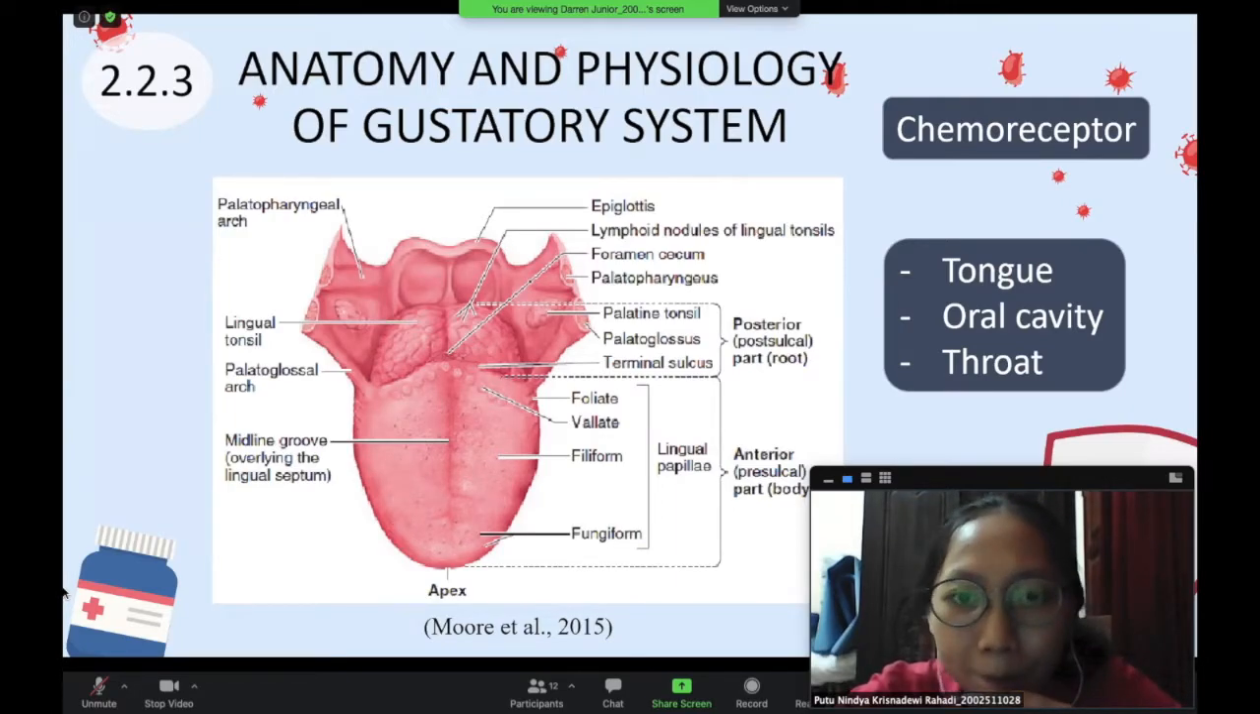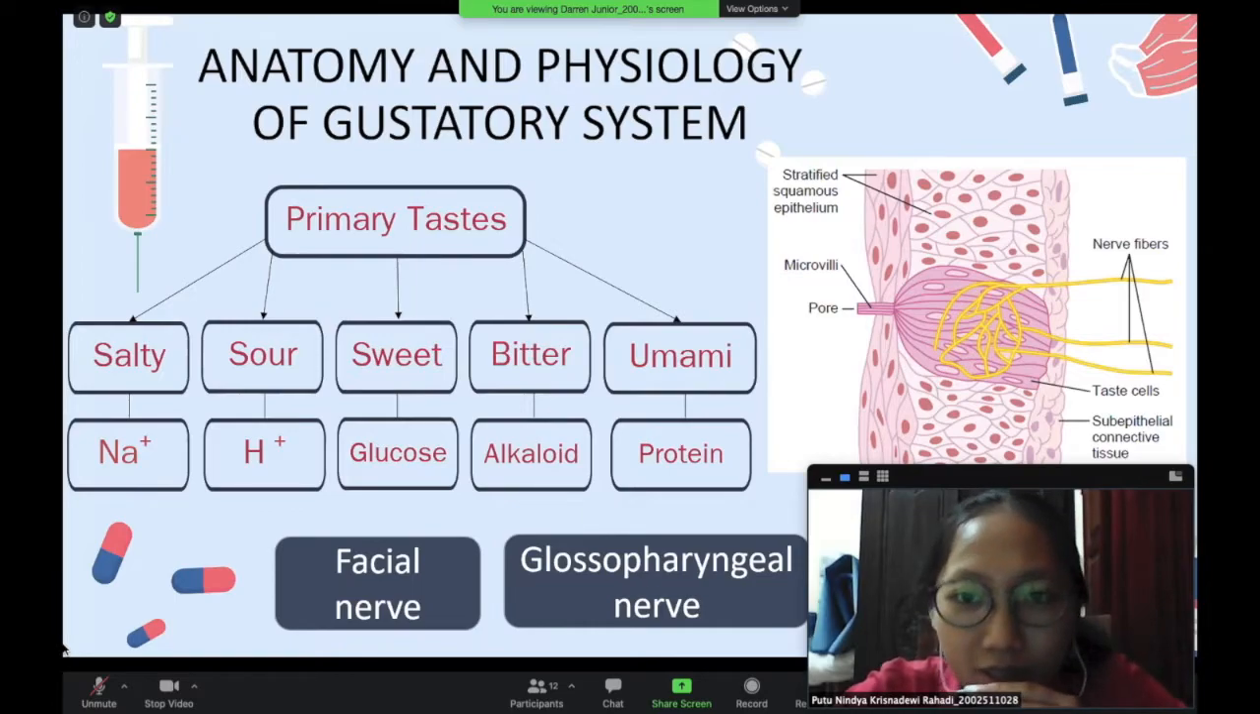Next. The first, salty, is the sense of sodium concentration in the saliva. It will drive their diffusion into the cells and make the cells depolarize, leading them to release neurotransmitter. The sour taste is a response to hydrogen concentration in a similar way to salty taste. The other 3 tastes, sweet, bitter, and umami, are transduced through G-protein coupled receptor on the cell surface.